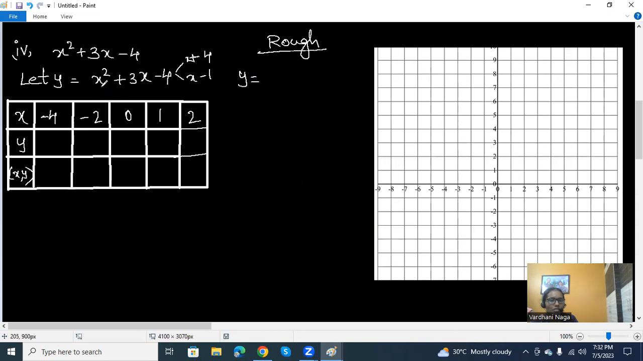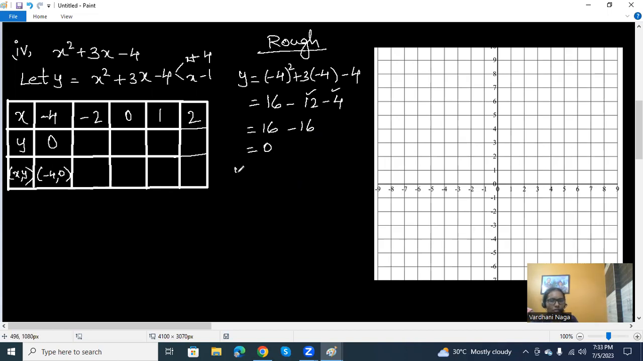When I put a minus 4 value, so minus 4 whole square plus 3 into minus 4, minus 4. Minus 4 whole square is 4 4s are 16, minus into minus is plus, plus into minus is minus, 3 4s are 12, minus 4. So 16 like signs can be added and same sign follows, minus 16, which is equal to 0. So the y is 0, minus 4 comma 0.